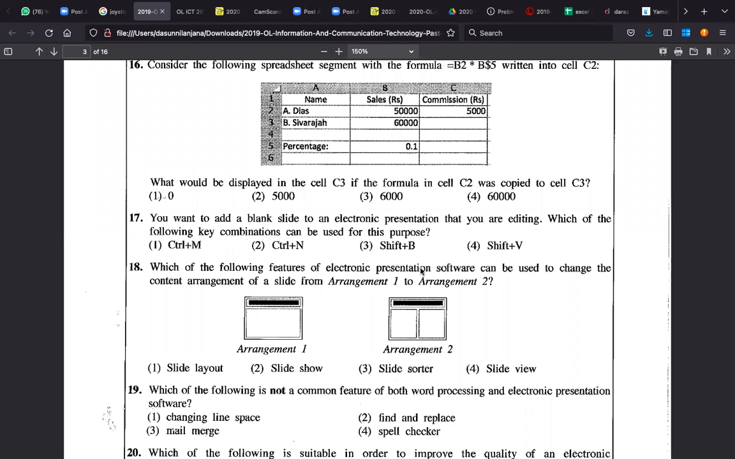Which of the following features in electronic presentation software can be used to change the content arrangement of slide arrangement 1 to arrangement 2? That is actually slide layout. Yes, any question?